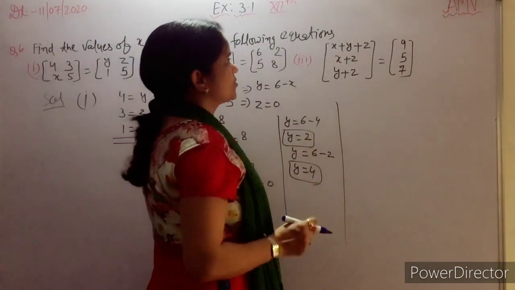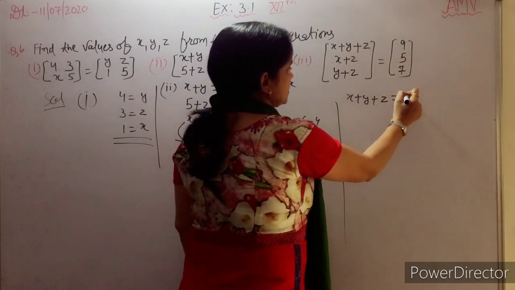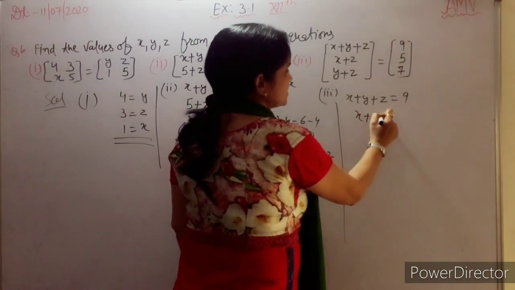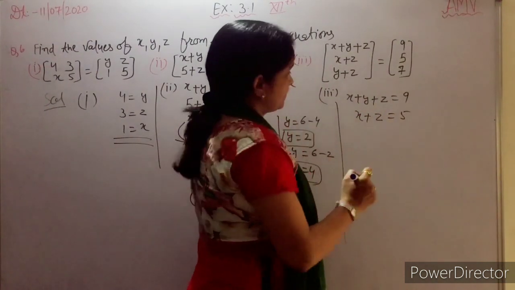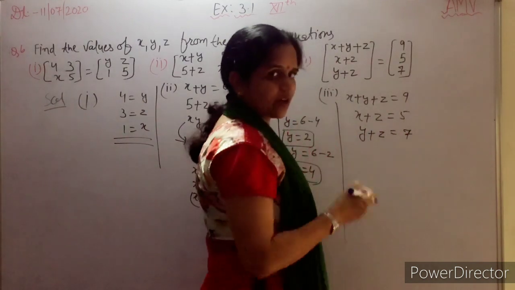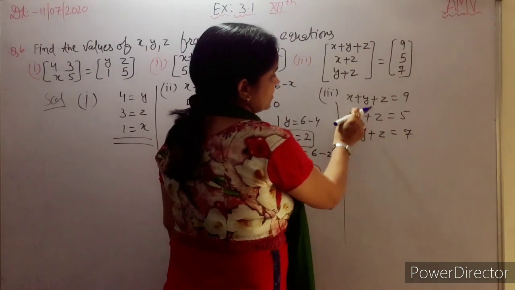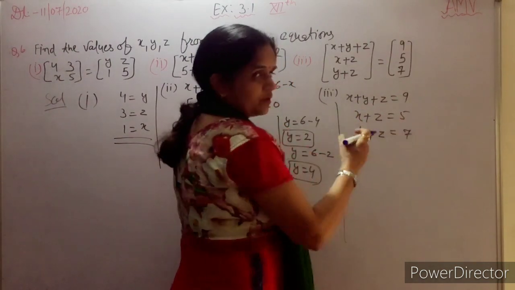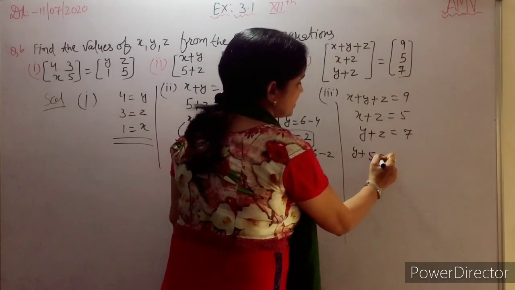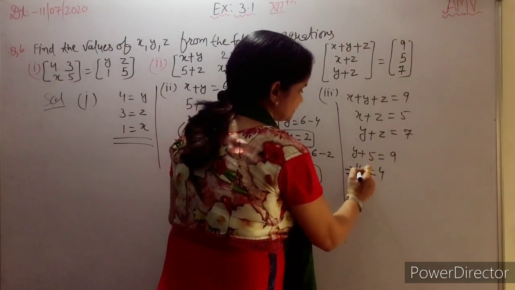The third part of this question is x plus y plus z is equal to 9, x plus z is equal to 5 and y plus z is equal to 7. Now solve these three equations, student. So from the second equation, x plus z is equal to 5. Write it in the first equation, you will get y plus 5 is equal to 9. So y is equal to 4.